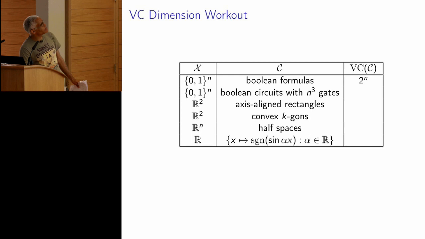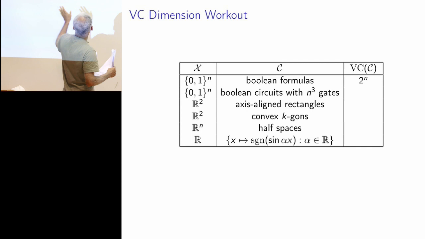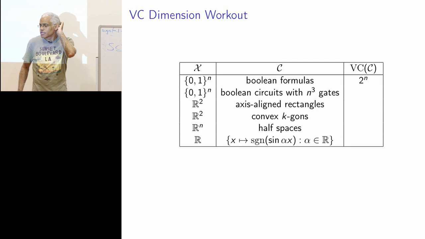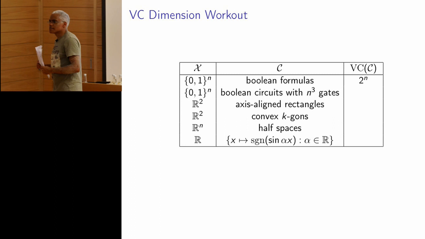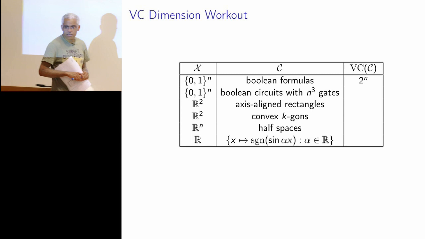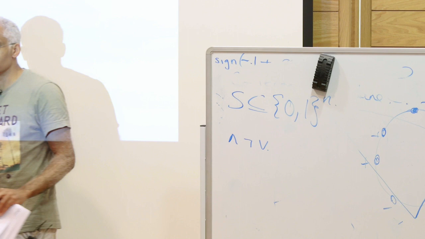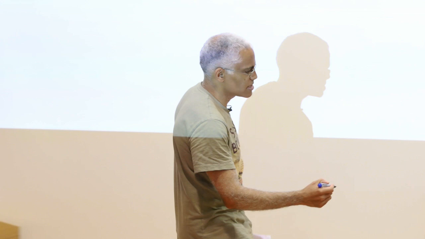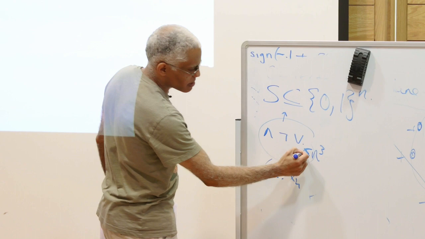But if I restrict to a Boolean circuit, let's say, with n cubed gates, can I realize every function from {0,1}^n to {0,1}? Any guesses on the VC dimension here? What's the largest set, roughly? They are propositional gates, but n cubed is the number of gates. So I'm restricting the concept class to circuits with n inputs. Some gates here, so it's a graph, but the point is there are n cubed gates. So I'm restricting the size of the circuit.